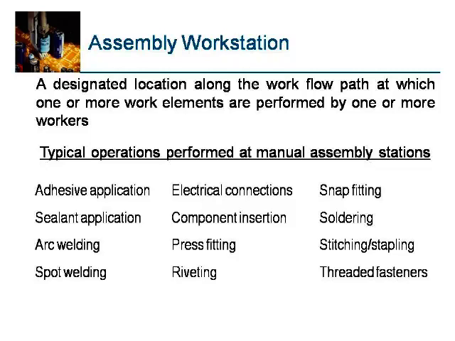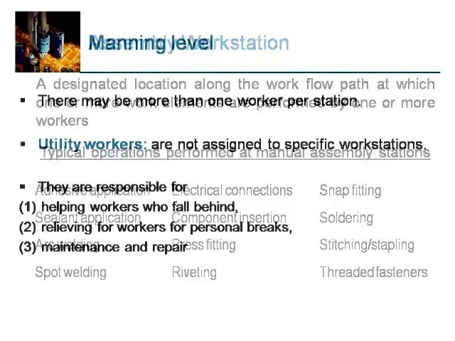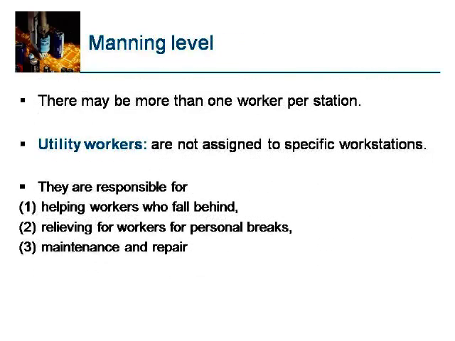Typical operations performed at manual assembly stations are: adhesive applications, sealant applications, welding applications, spot welding application, electrical connections, component insertions, press fittings, riveting, snap fitting, soldering, stitching, stapling, threading, etc. So many things can be done at different work elements. There may be more than one worker per station.